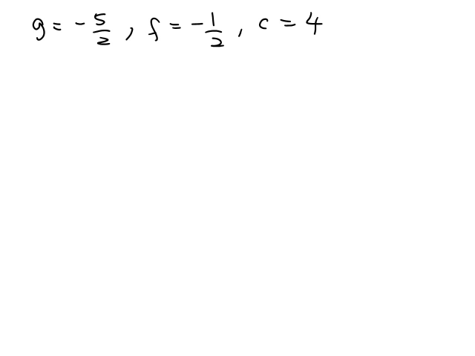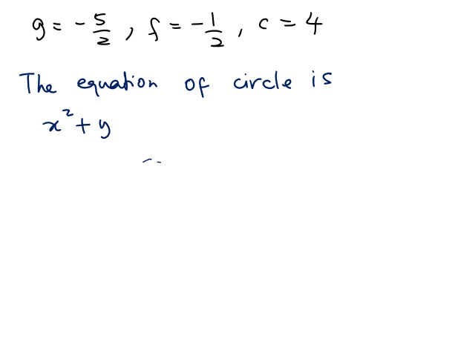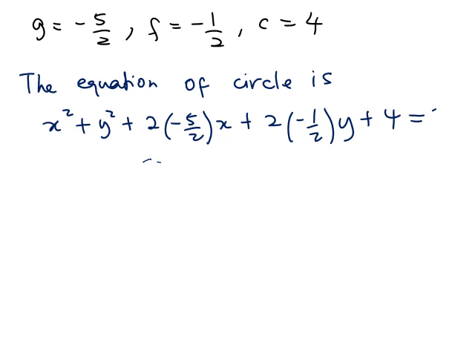To find the equation of the circle, we are going to substitute the values of g, f and c into the general equation. Okay, so the equation of the circle is x squared plus y squared plus 2gx plus 2fy plus c equals 0. Or you simplify this: x squared plus y squared minus 5x and then minus y plus 4 equals 0.